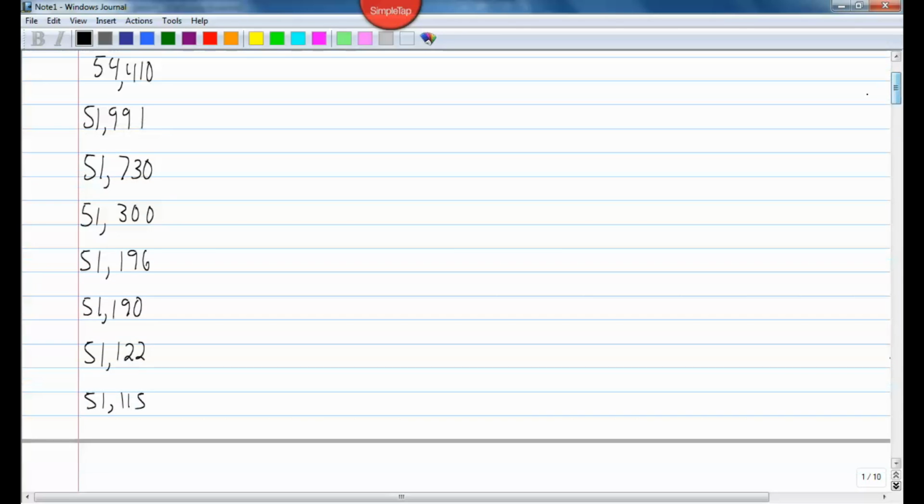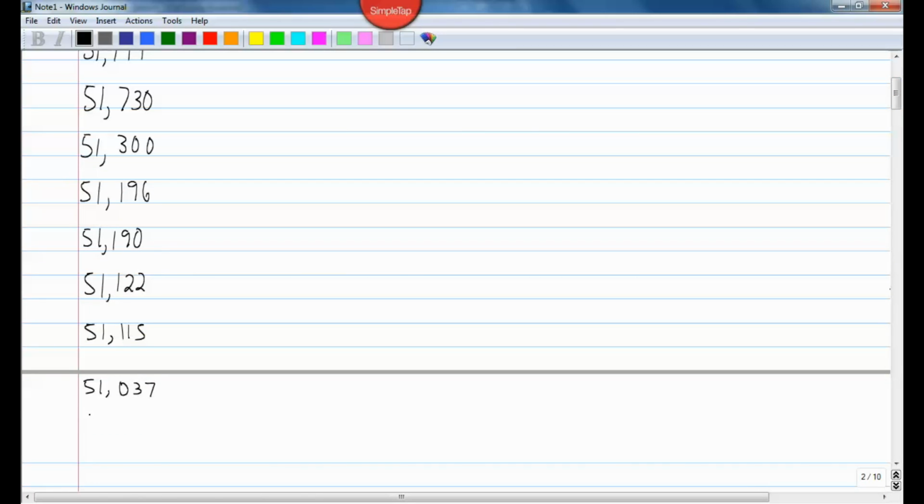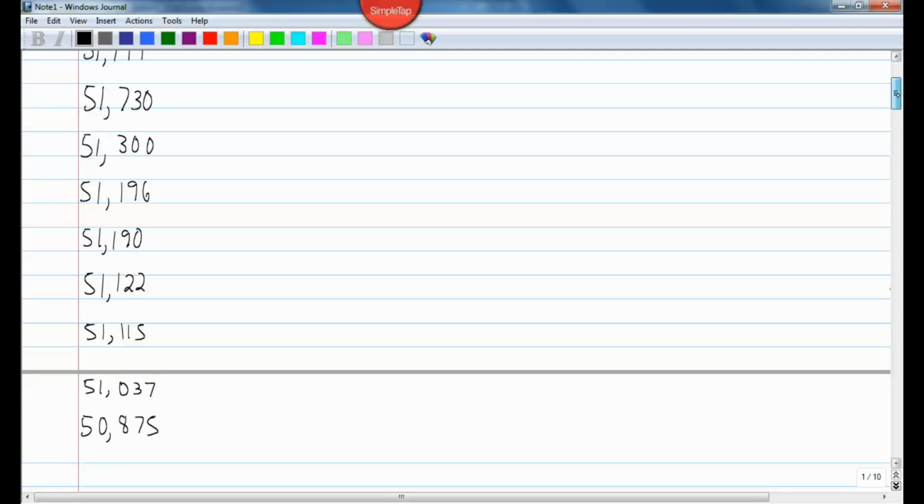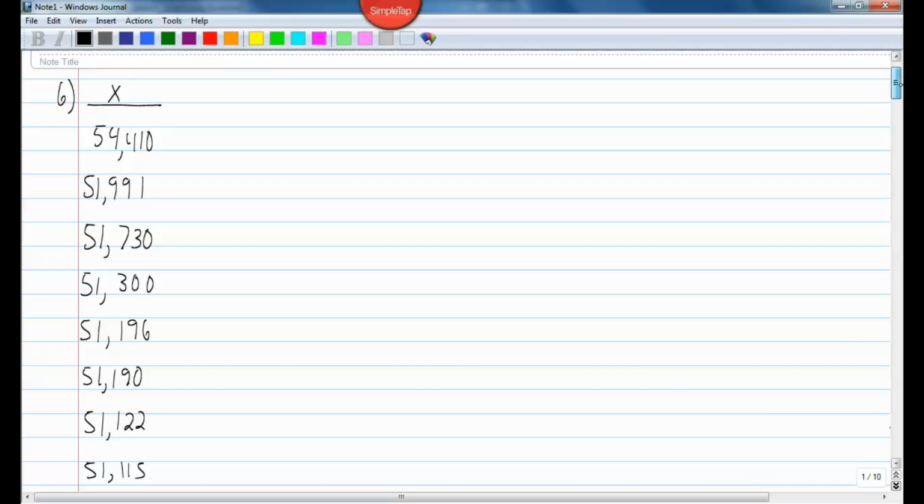Almost got them all on one page. Not quite. Okay, so that's the 10 values. That's my data items. So I've listed all the x values. Now I'm going to make another column. It's going to be x squared values.